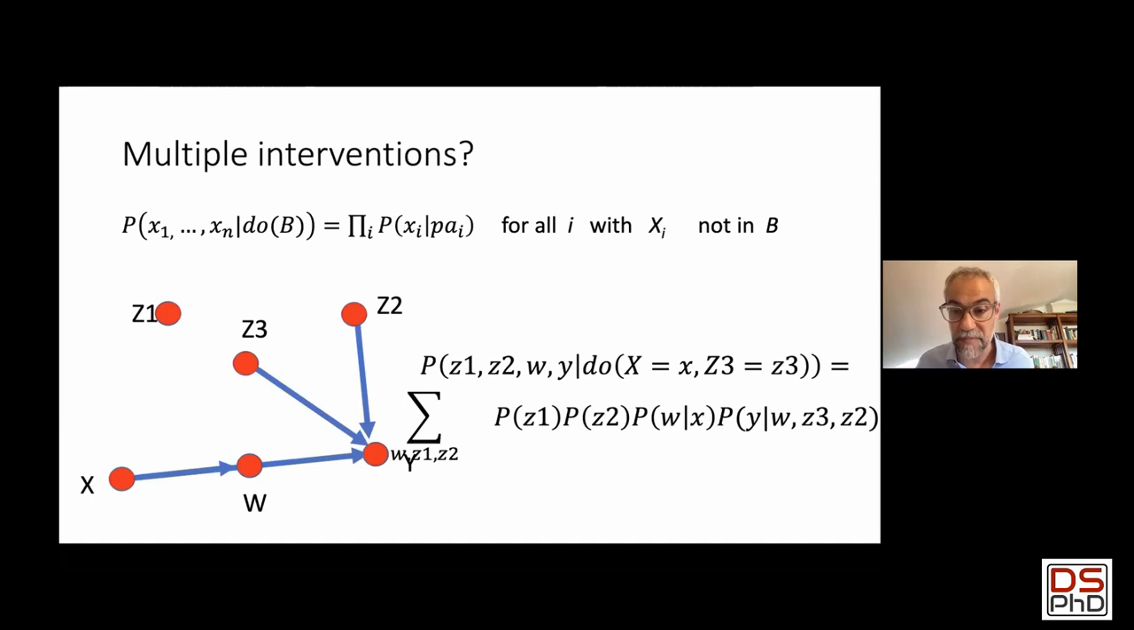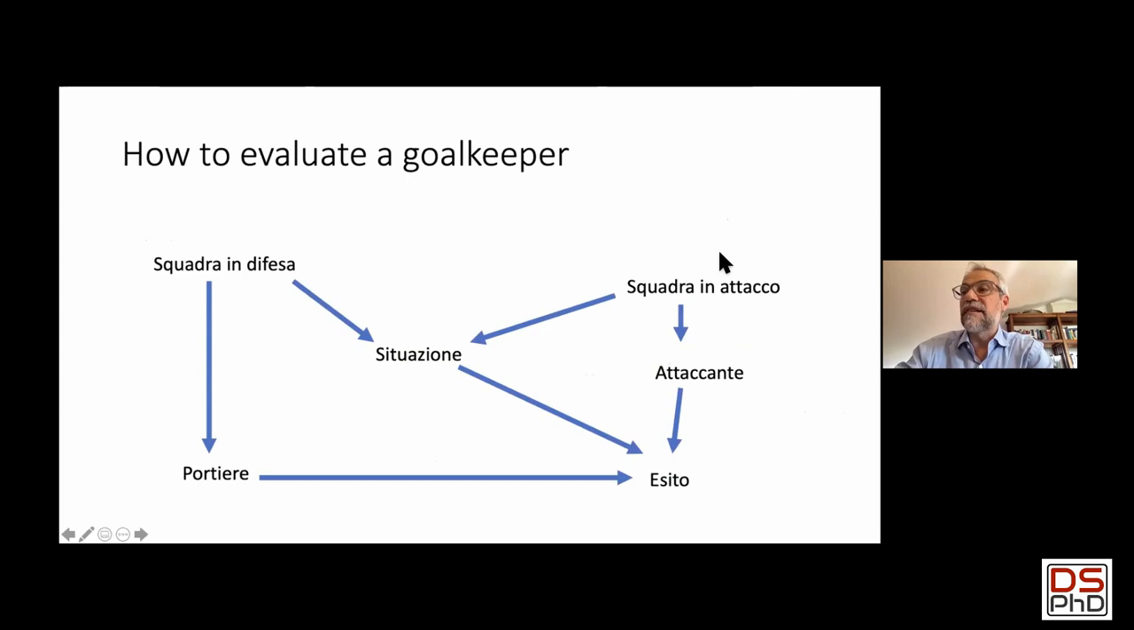Now let's try to understand in the real world what can be the power of this kind of calculations. And we will use, of course, an example, quite high on the side of culture. How to evaluate a goalkeeper? Here again, I apologize for this slide being in Italian, but I hope that it can be understood. But I will modify it in a moment, if you allow me.